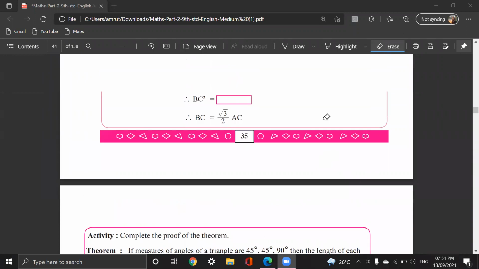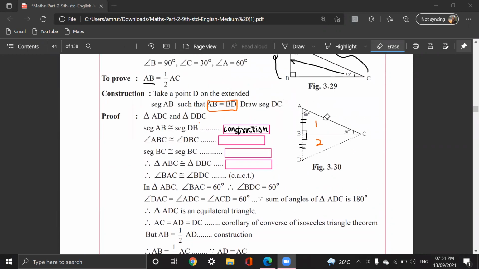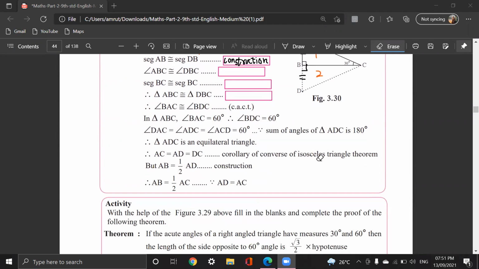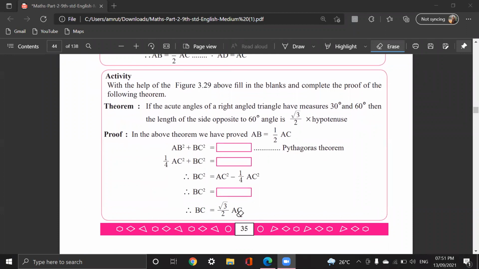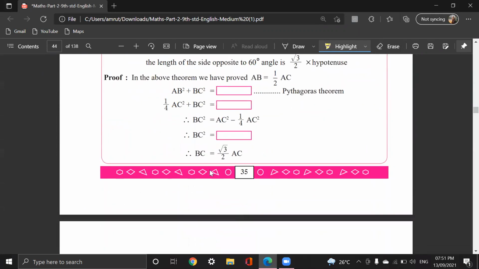Students, we yesterday had studied about the 30-degree, 60-degree, and 90-degree angle theorem. So whenever in a triangle there is 90-degree, 30-degree, and 60-degree, the side which is opposite to 30-degree is half of the hypotenuse, and the side which is opposite to 60-degree is root 3 by 2 of the hypotenuse. So these two things we had highlighted, right? This is for 30-degree and this is for 60-degree.